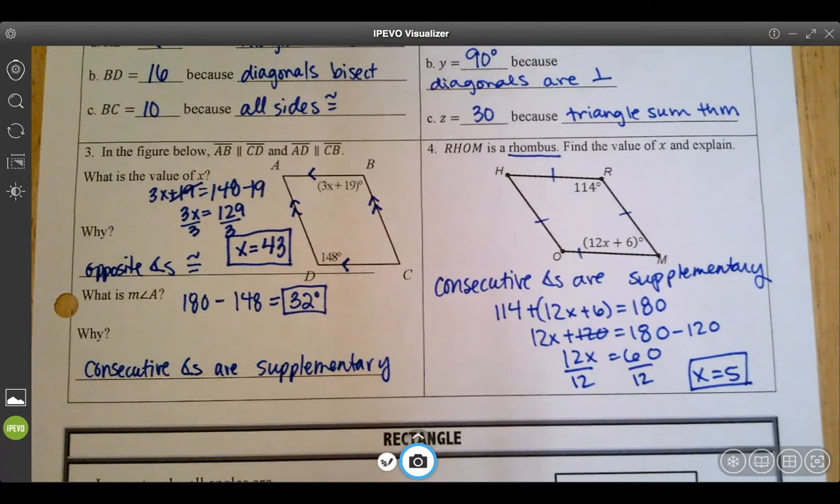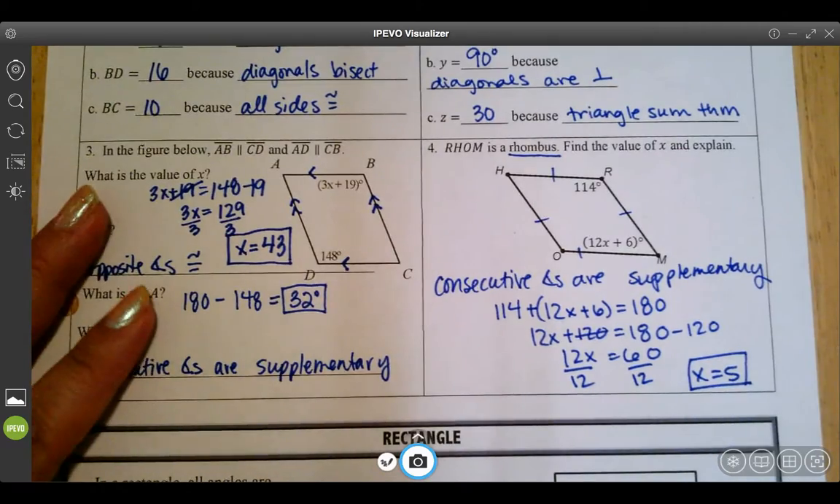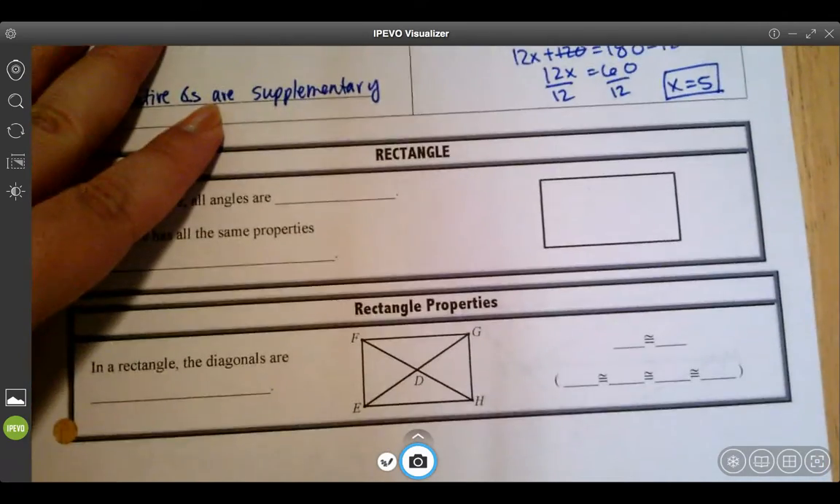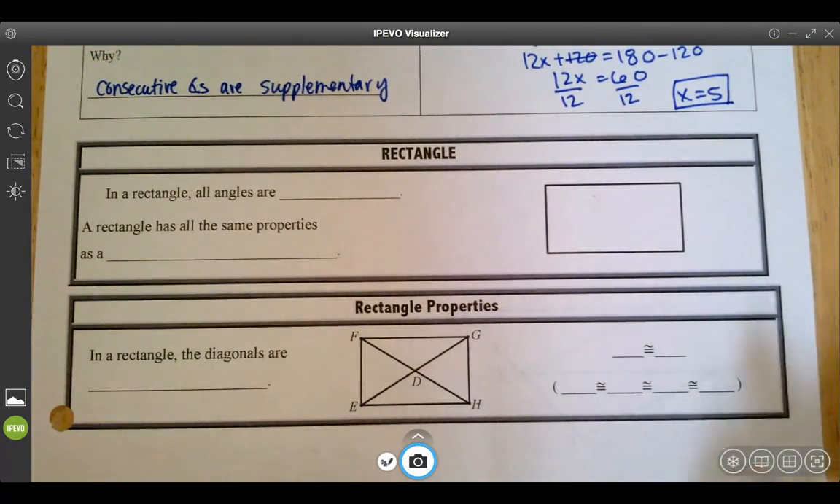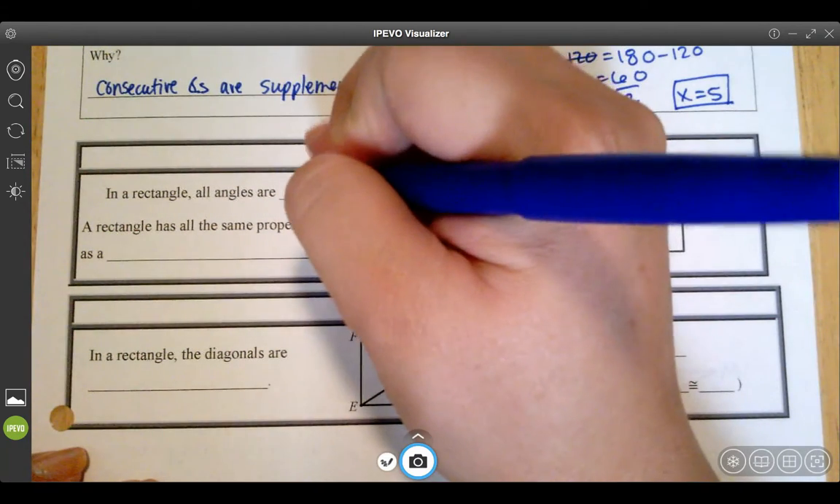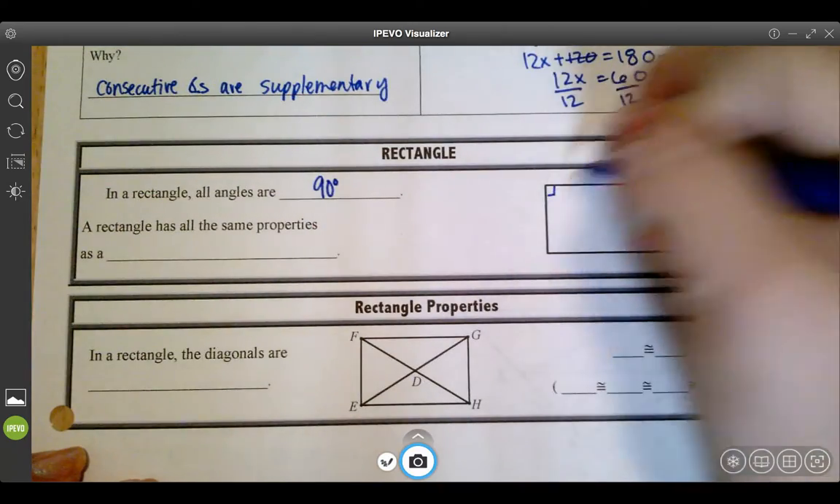Okay, so those are properties of a rhombus. The next shape that we're going to look at is a rectangle. Now, you should hopefully be familiar with a rectangle, but we're going to talk about some geometric properties relating to a rectangle being a parallelogram. Okay, so in a rectangle, we know that all of the angles are 90 degrees. They're all right angles.